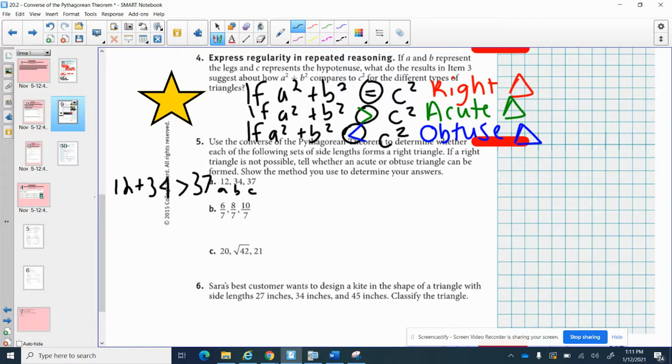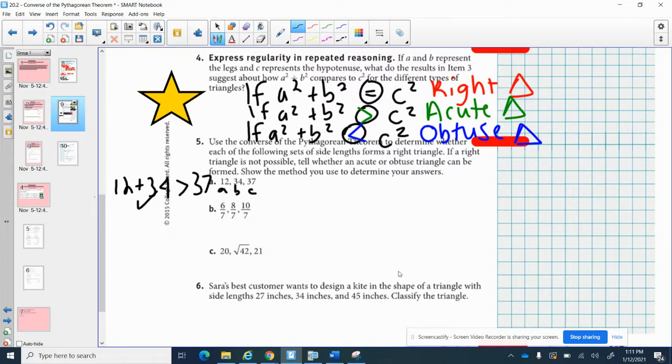The answer is yes. So it is, in fact, a triangle. So we can proceed now and look at this other part. If it's not even a triangle, don't waste your time doing the next part. You would just say not a triangle, but this one is a triangle.